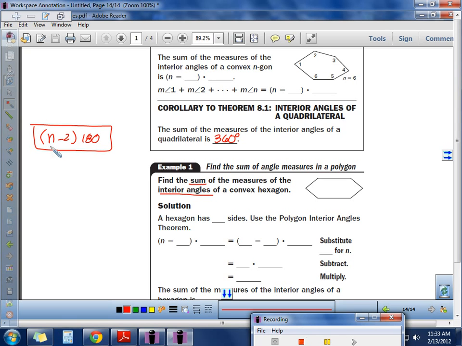Well, what is n in this case? What's our n? Oh, a hexagon is how many sides? 6-sided shape. Plug the 6 in for the n. And this is some simple math now. What is 6 minus 2? It's 4. 4 times 180, 720. And that's also a number we talked about earlier. I'm not making you memorize this one because you can use the formula for this. So the sum of the interior angles, once again, is 720 degrees.